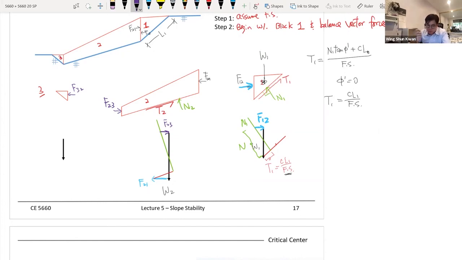you will get to your final block. So you know the weight of this. And then now we know the orientation of this, acting on the other side. You also know the P3 of it.